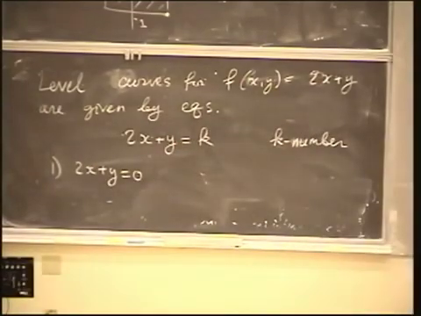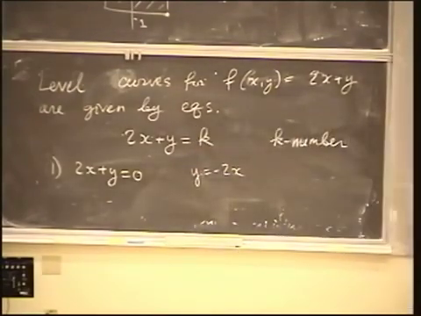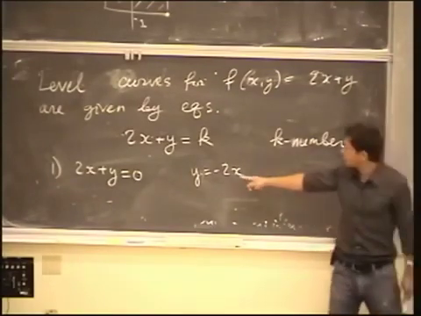2x plus y equals 0. What is 2x plus y equals 0? It's the same as, maybe it's easier if I write it like this, y equals minus 2x. That looks like this. That's a line which goes through 0 with a slope of negative 2, right?